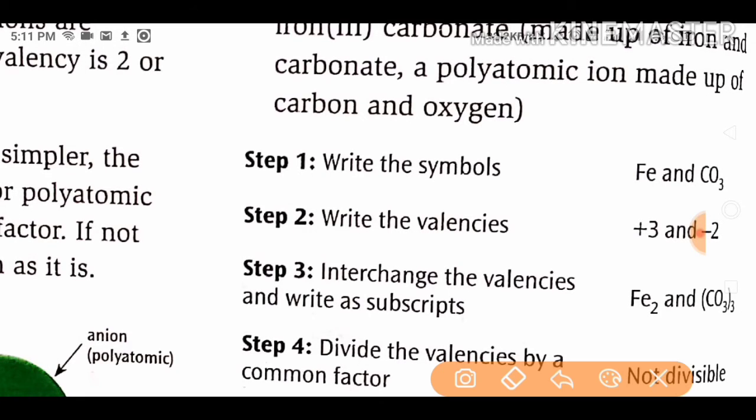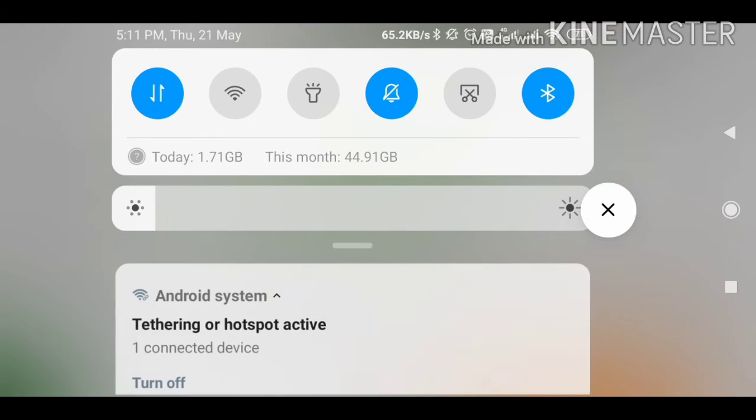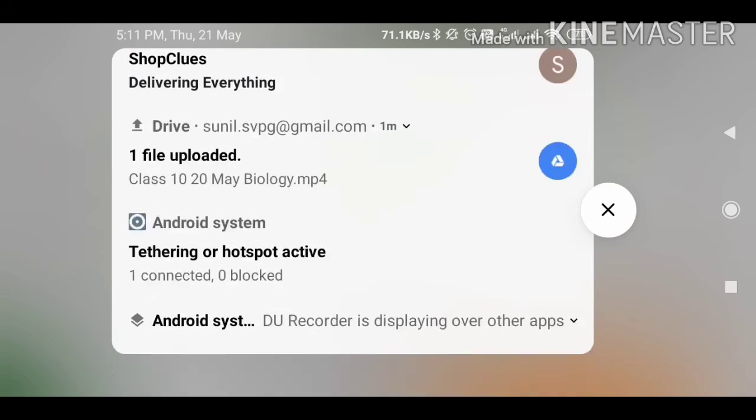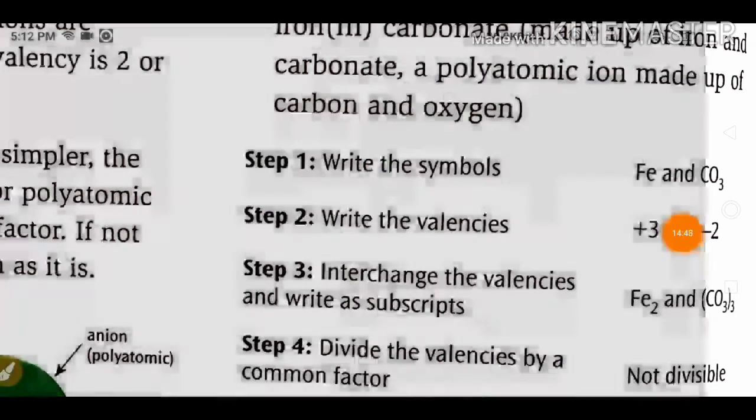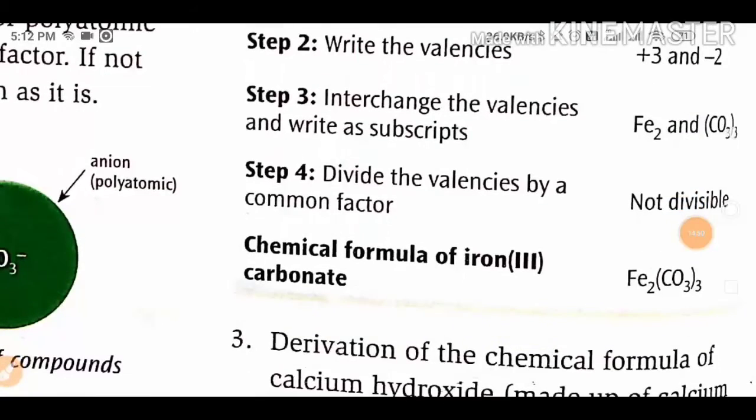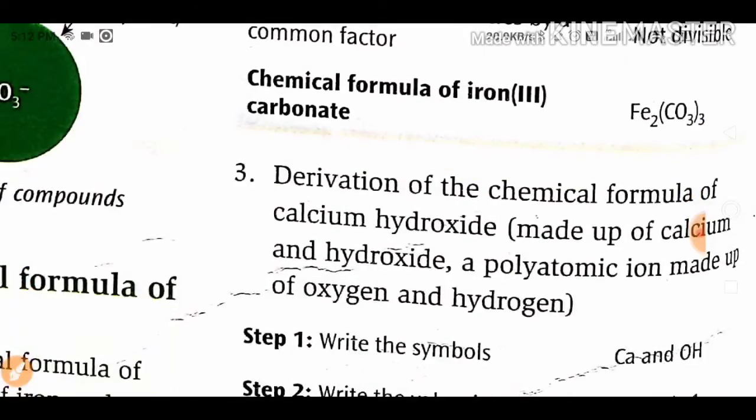You can see Fe2 and CO3 whole thrice, can it be divisible? No, because 2 and 3 have no common factor. If not divisible, then you have to write it as it is. So the formula is Fe2(CO3)3.